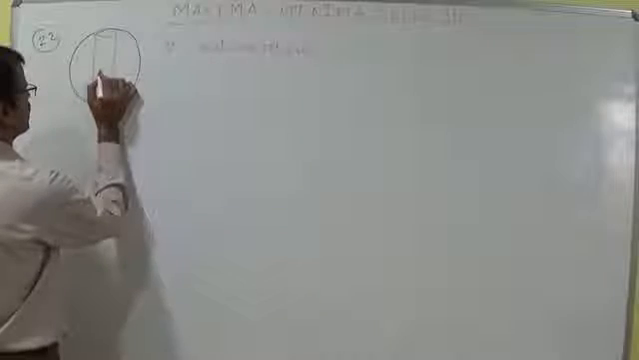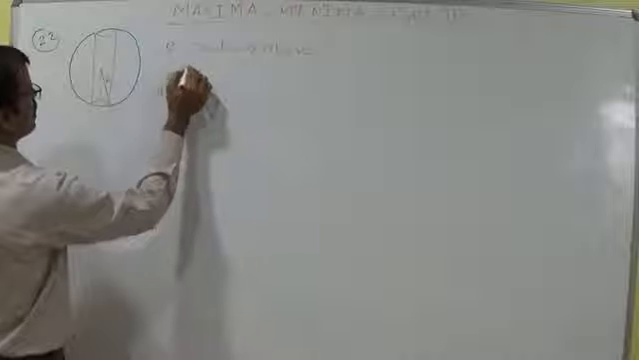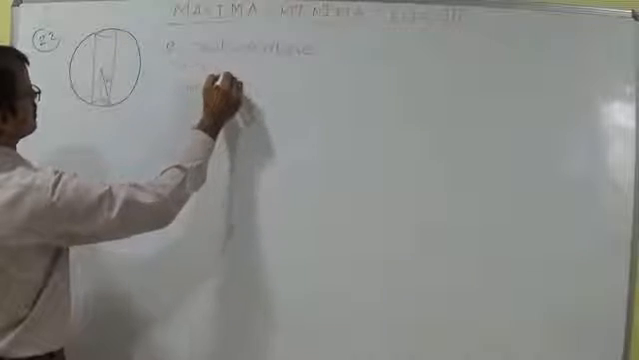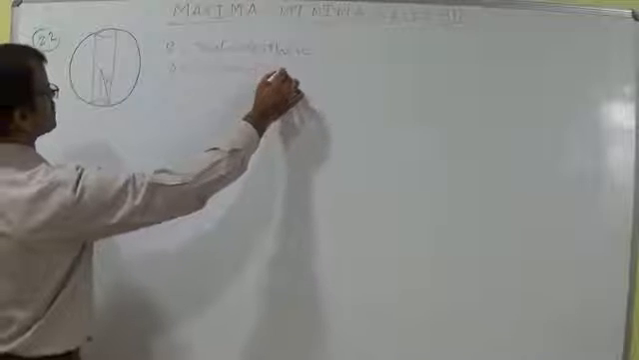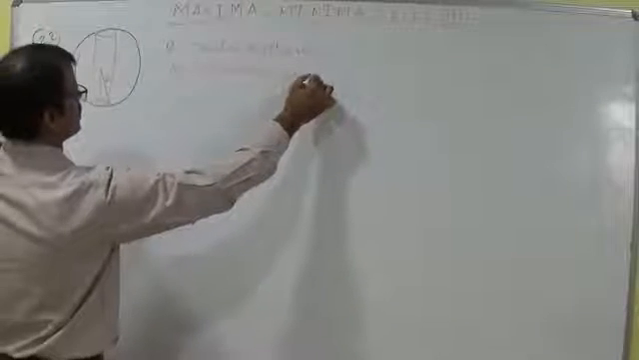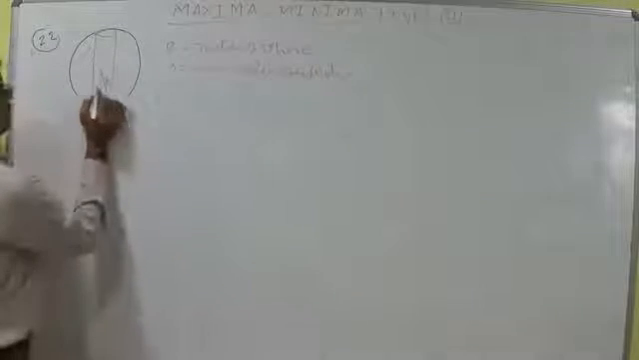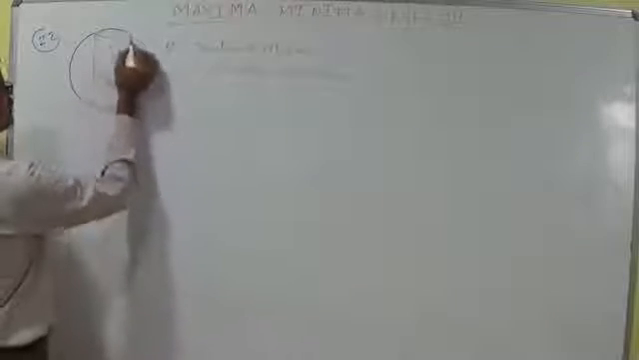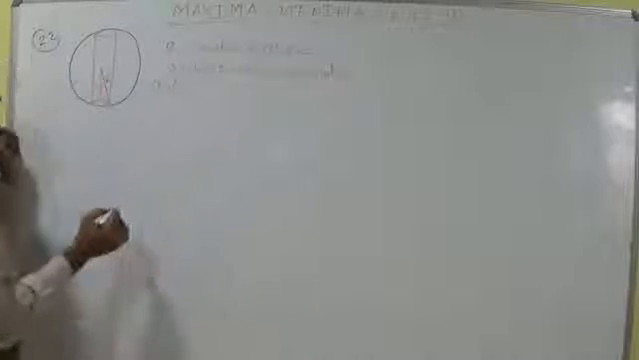Capital R is the radius of the sphere, and small r is the base radius of the cylinder. And this is h. The total height I am writing as 2h, students. This is a small h.